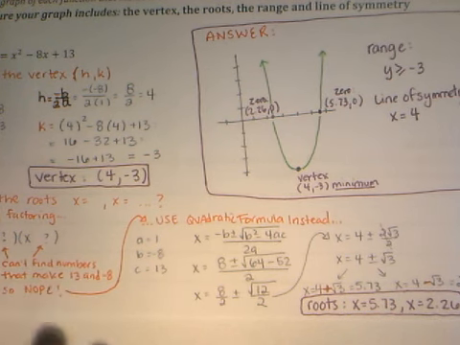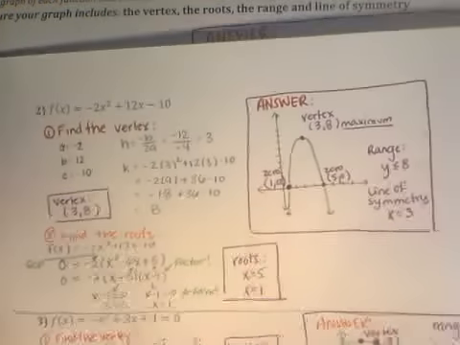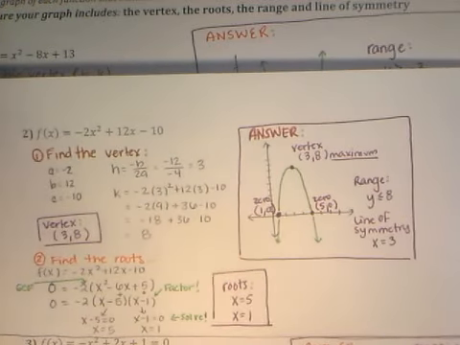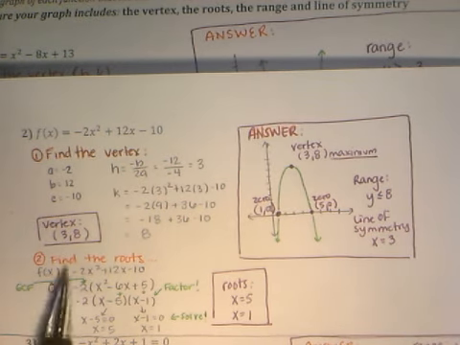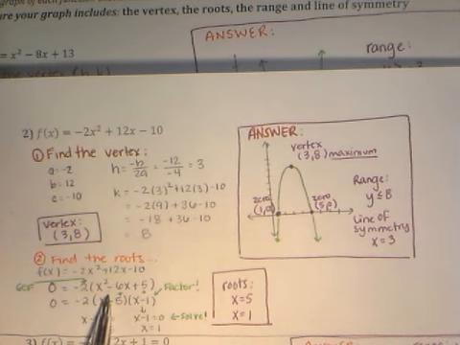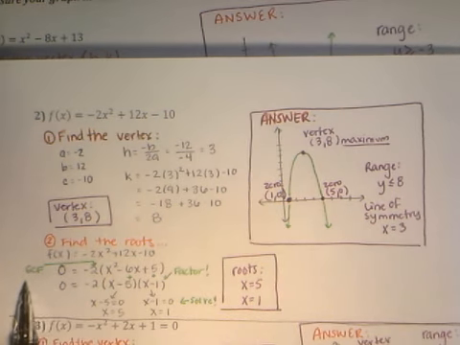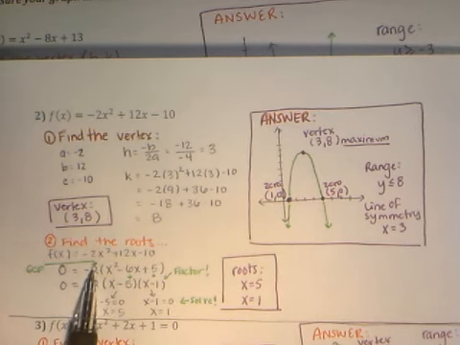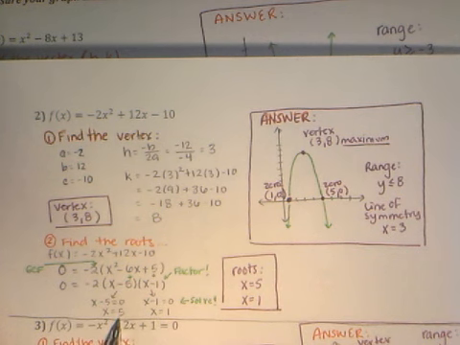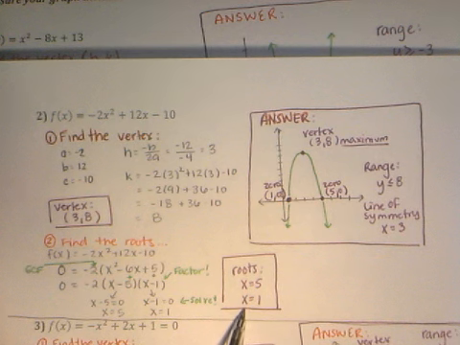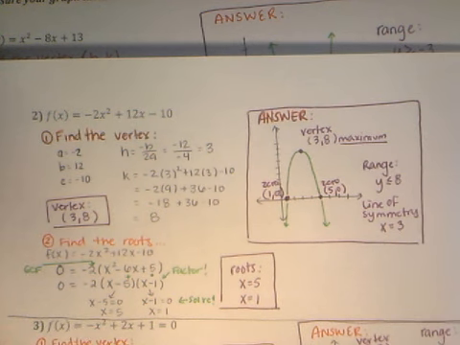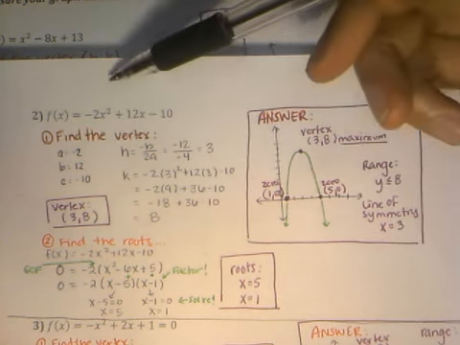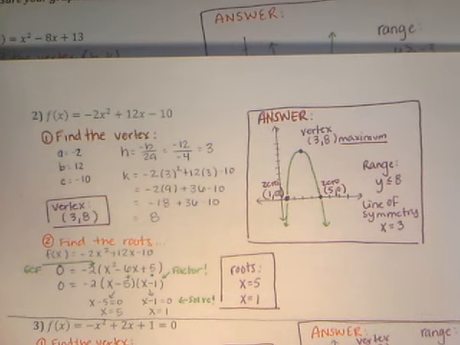Otherwise, flip your page over, and here's the answer to number 2. Again, I found the vertex first. In this case, the vertex turned out to be (3, 8). And in this case, I was lucky, factoring did work, although I had to take out a GCF first. But then factoring was pretty easy, and my roots came from the factored form when I solved, and they are at 5 and 1. Remember that this parabola is facing down, and I knew that because the a value is negative.